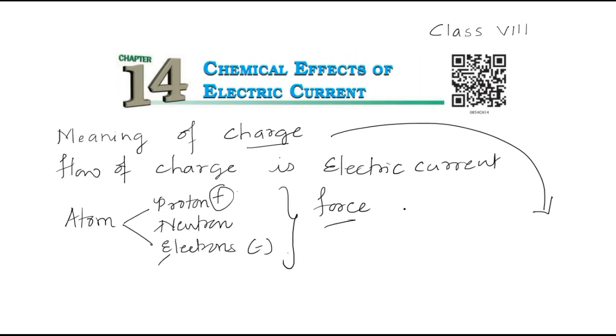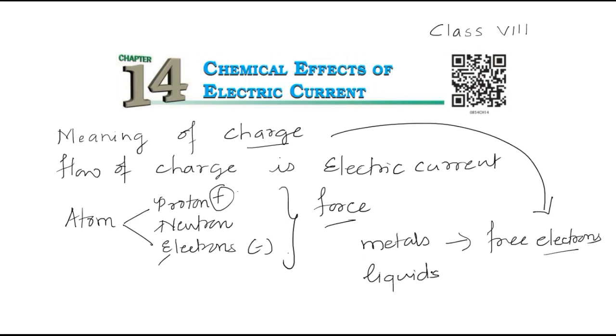And then we have seen that metals have free electrons. And what are free electrons? Those electrons you can make to move, right? They are a bit far away from the nucleus. Please refer to the previous videos. And that makes metals good conductors of electricity, right? And we have also seen that liquids are also good conductors of electricity, right?